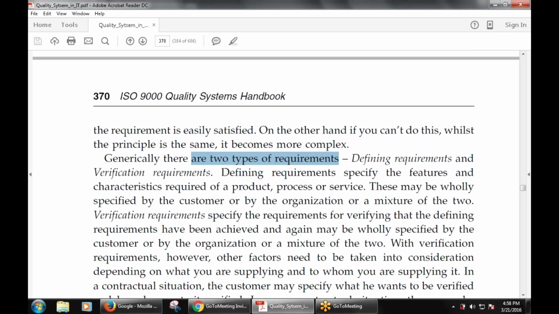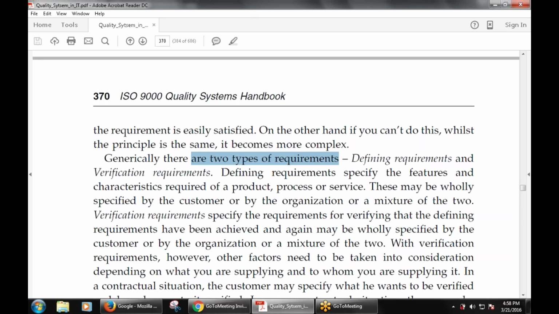Defining requirements specify the features and characteristics required of a product, process, or service. That is, how to define the requirements and what the various characteristics are, and these may be wholly specified by the customer, by the organization, or a mixture of the two, for the product, the process, or the service.